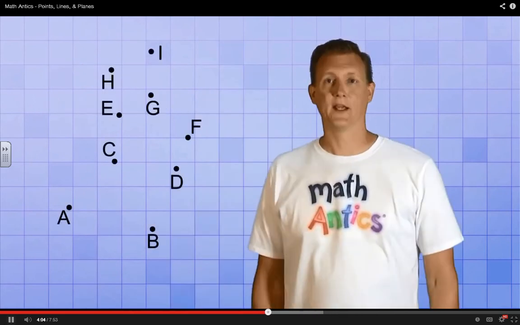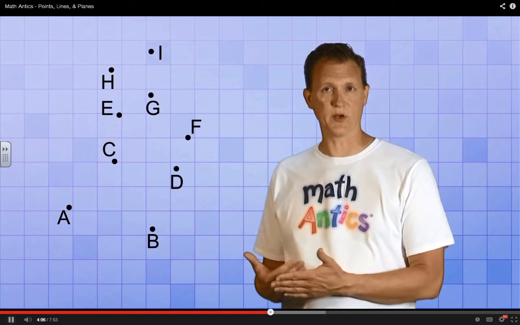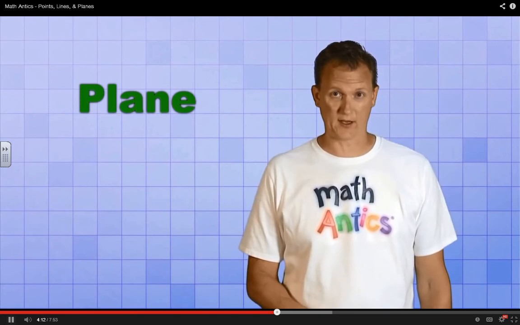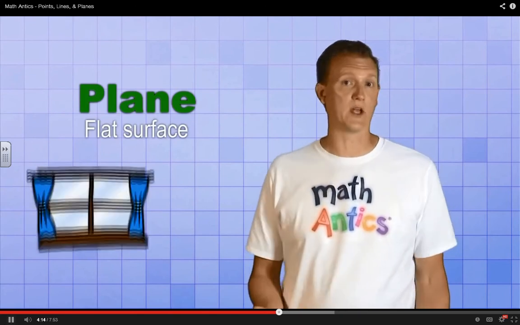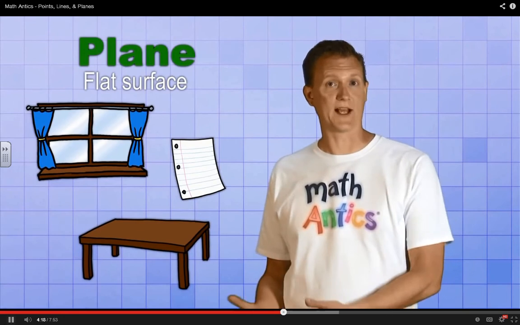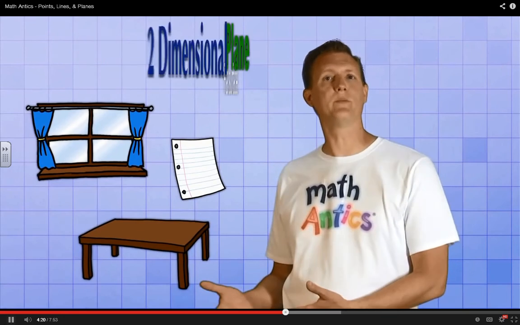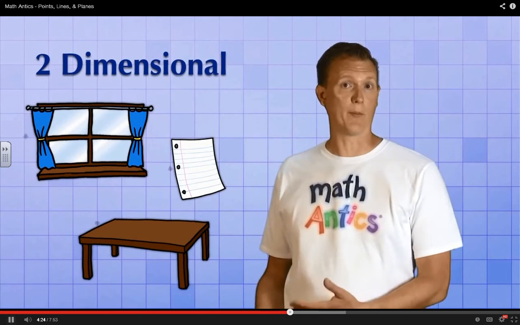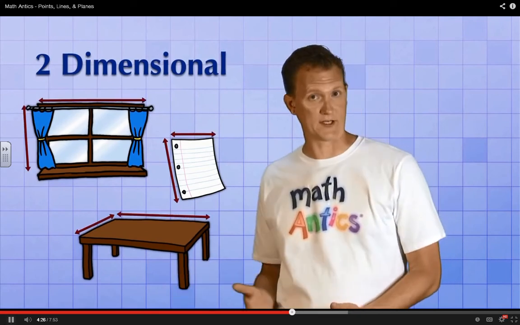Now, to help you understand how planes work in geometry, let's go back and look at all those points that we had at the beginning of the video. It looks like all the points are the same depth on your computer screen, right? And if they were, we'd say that they're all in the same plane. And that's because your computer screen is a plane. It's a flat surface like a window or a sheet of paper or a tabletop. A plane, or flat surface, is what we call a two-dimensional object because there's two dimensions that you can move in. You can go up and down, or you can go left and right.